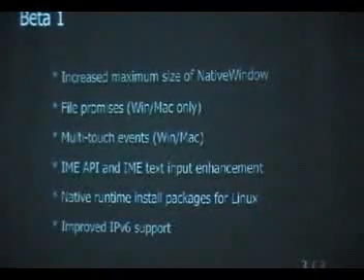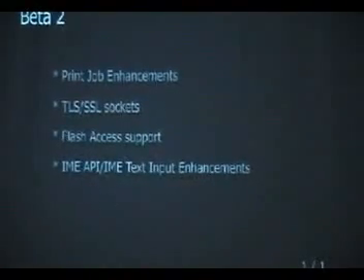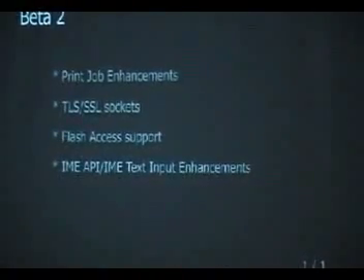So now we are going to the beta 2 features. There are no major differences from beta 1. They are just adding and improving the existing features. Print enhancements: they are adding more functions like paper position, paper size, and colors. If you want to print black and white, those properties and methods are added to the existing print API.